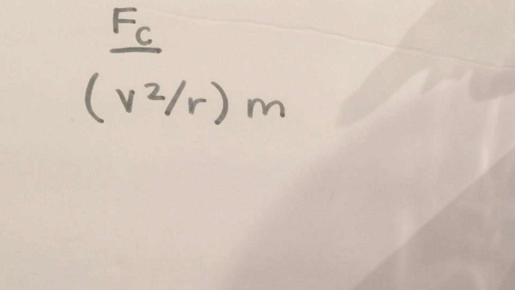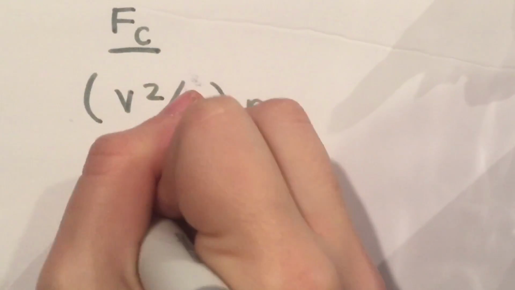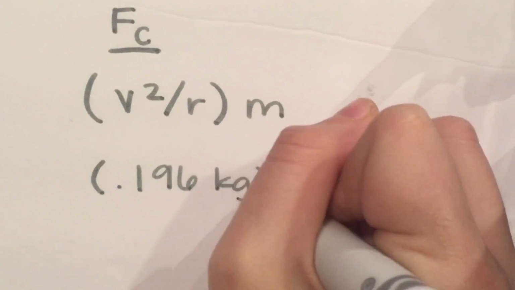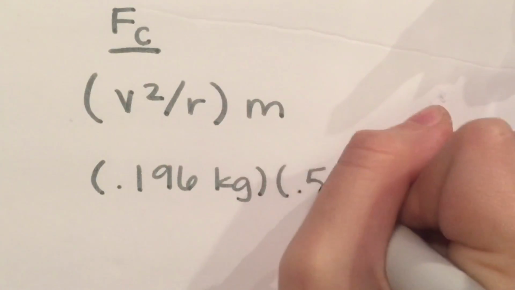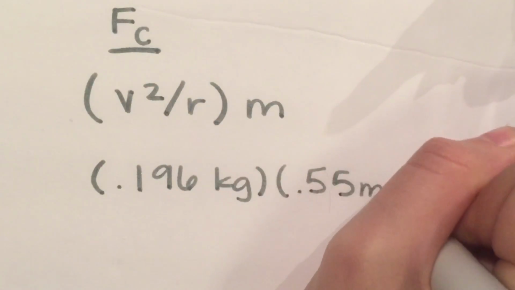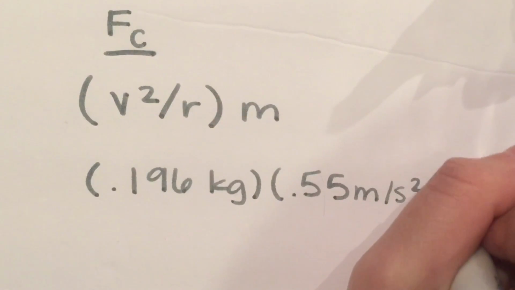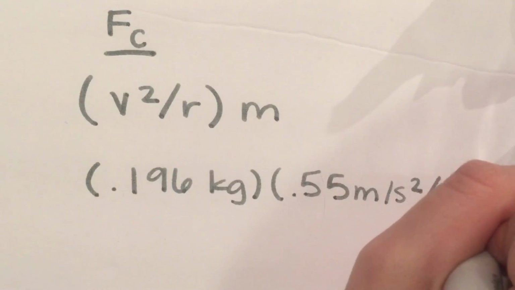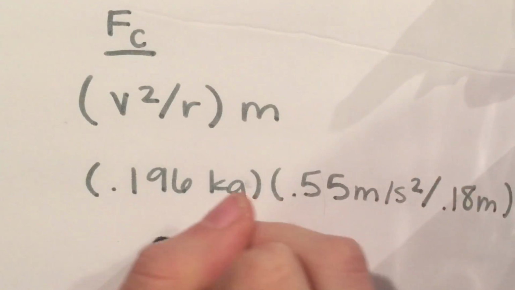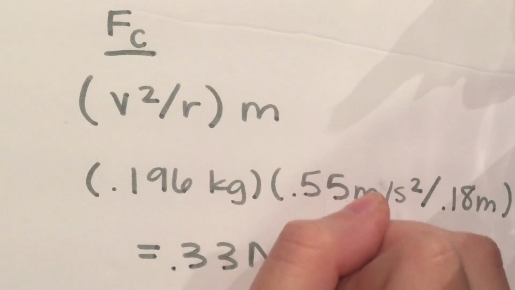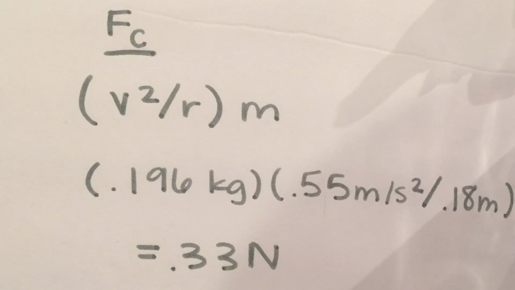For our centripetal force, we are using an example that came from the bottom of the loop. The equation we used was velocity squared divided by the radius and multiplied by the weight. With numbers, our equation was 0.196 kilograms times 0.55 meters per second squared divided by 0.18 meters. This equaled 0.33 newtons. The 0.196 was the weight of the ball, 0.55 meters per second squared was the velocity, and the 0.18 was the radius.